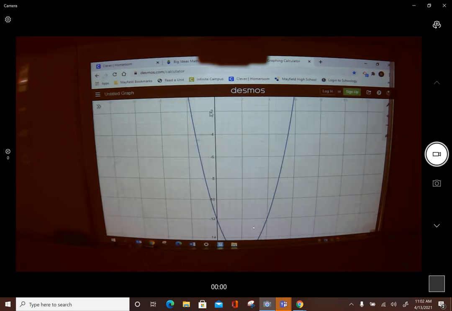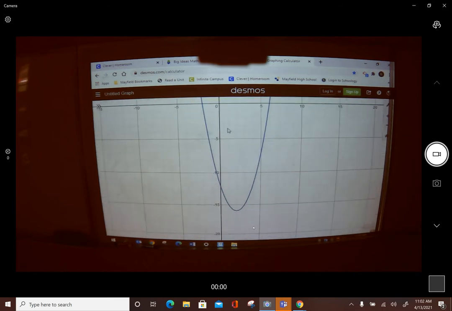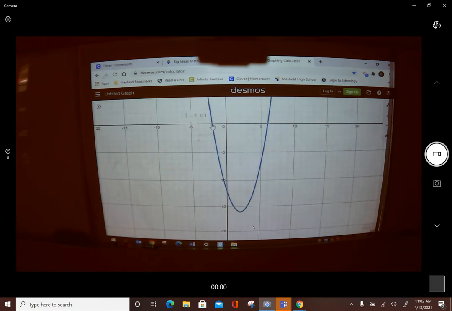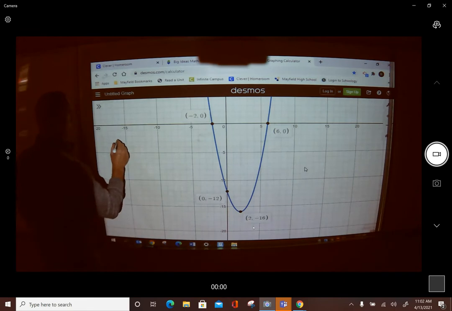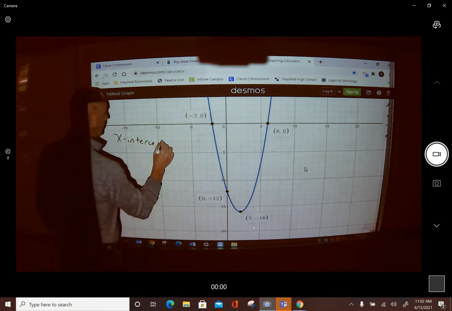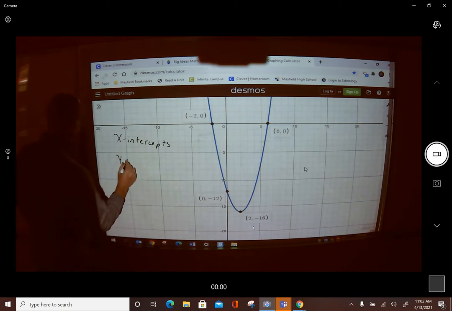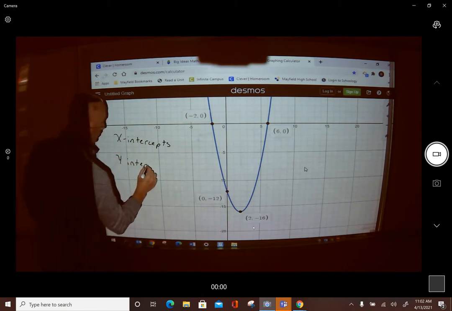And let me zoom this out a little bit. I just want this to look a little bit nicer for you. Okay. So there's some parts we should already be very familiar with. X-intercepts and Y-intercepts.